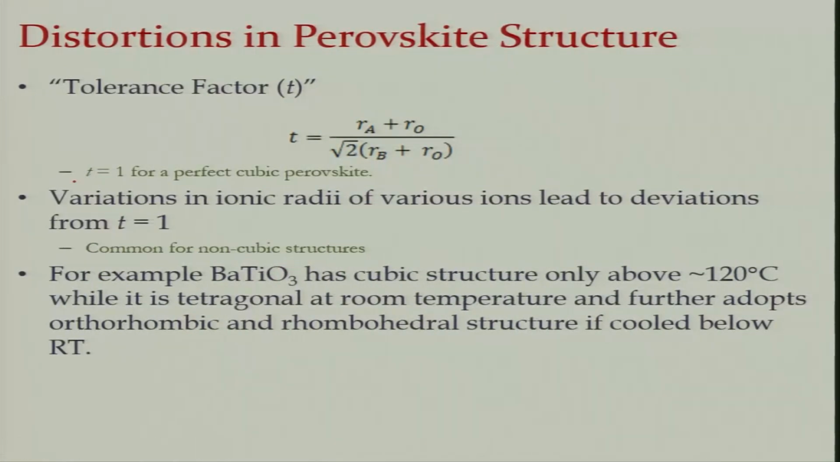So the tolerance factor will be 1 for a perfectly cubic perovskite, but if it is not cubic, which it is not in most materials, it tends to deviate from 1. Generally it tends to be lower than 1, and you generally have tetragonal distortion or rhombohedral distortion. This cubic structure changes to tetragonal at room temperature, for example for barium titanate. Many of these materials have transition temperatures. Above a certain temperature they are cubic, and below that temperature they are non-cubic structured. We will see that when we learn about the ferroelectric materials.